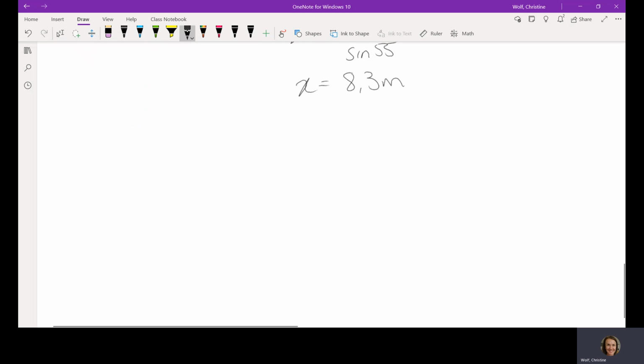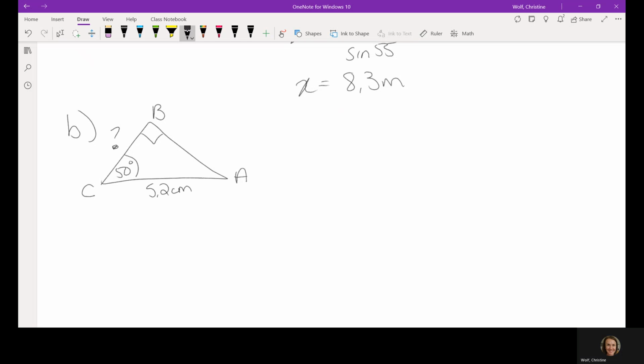Last example of the lesson. So for this guy, there's my triangle, there's my right angle, this is B, this is A, this is C, this is 50 degrees right there, this is 5.2 centimeters, and there's my question mark. So I'll let you get that down.